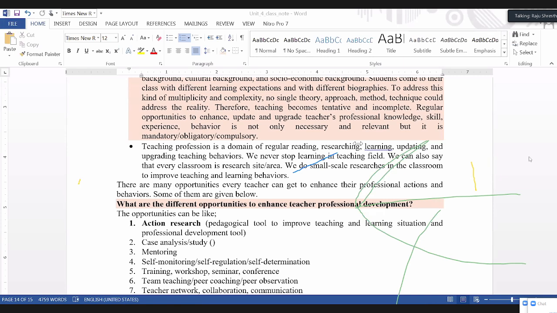So can we write the same 10 points as you started? Not only the same 10 points, you can write 11, 12 also, you can write 5, 6 also. It is not a limitation. For example, if the question asked is to mention some of the useful strategies that an English teacher can apply to enhance his or her professionalism, the number of points is not fixed and final.